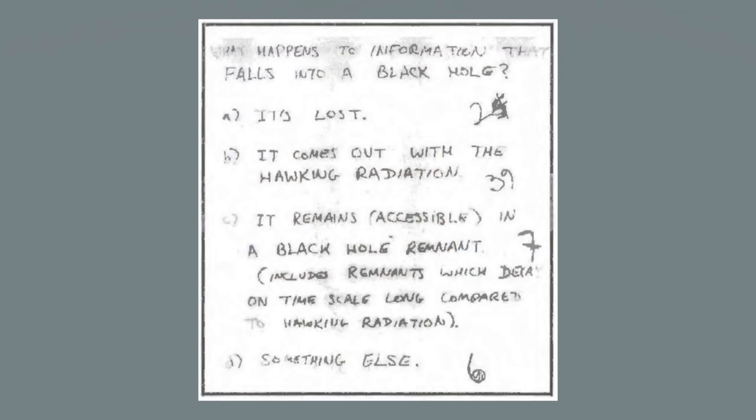When the information paradox was proposed in 1976, this was one of the least popular of the potential resolutions. But over time, opinions changed. I want to show you the results of a poll of black hole physicists taken by Joe Polchinski in 1993, a decade and a half later, at a physics conference in Santa Barbara, California. The question was, what happens to information that falls into a black hole? And this is a photo of the whiteboard on which he tallied the result. As you can see, information is lost had significant support, but information comes out with Hawking radiation came out on top. So in 1993, many physicists thought that the Hawking radiation had to contain the information.